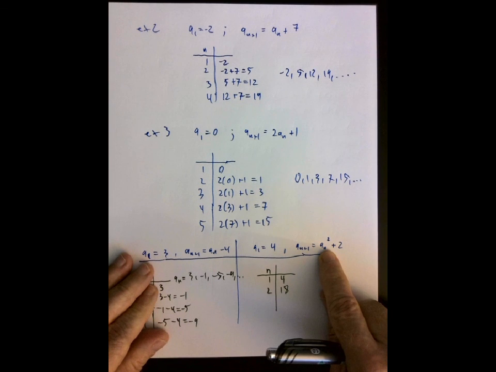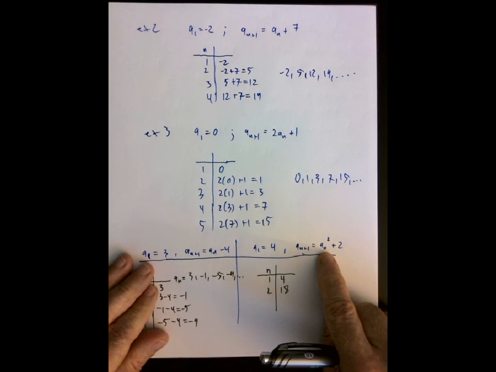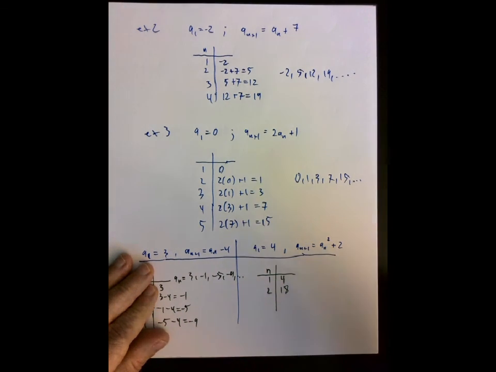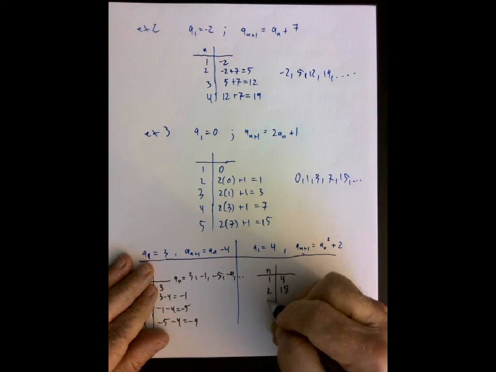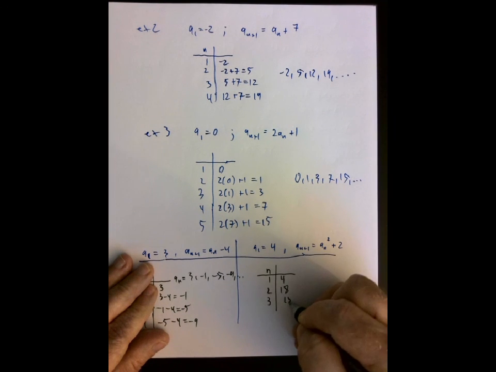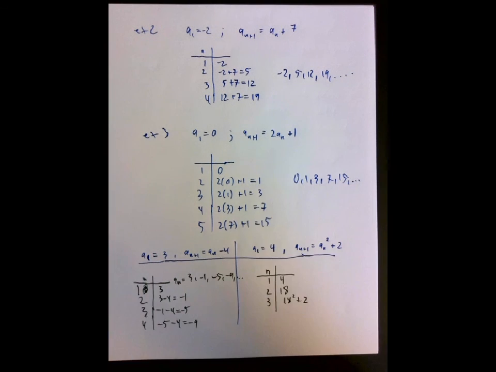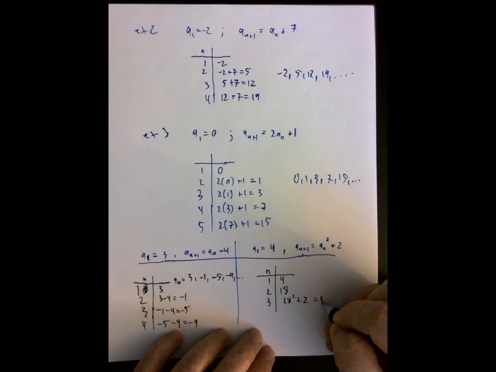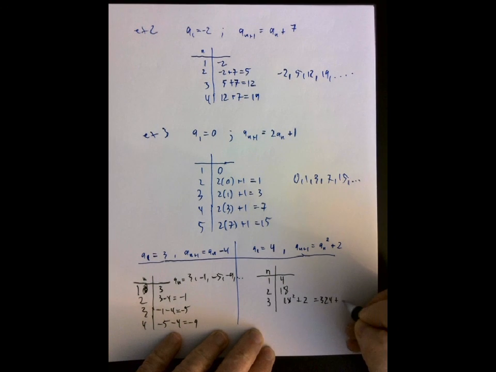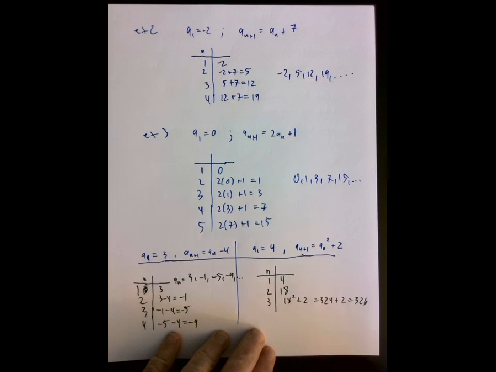So now the second term is 18. So the third term would be the second term squared plus 2. So the third term is going to be 18 squared plus 2. So Mr. Calculator says 18 squared is 324 plus 2. So the third term would be 326.